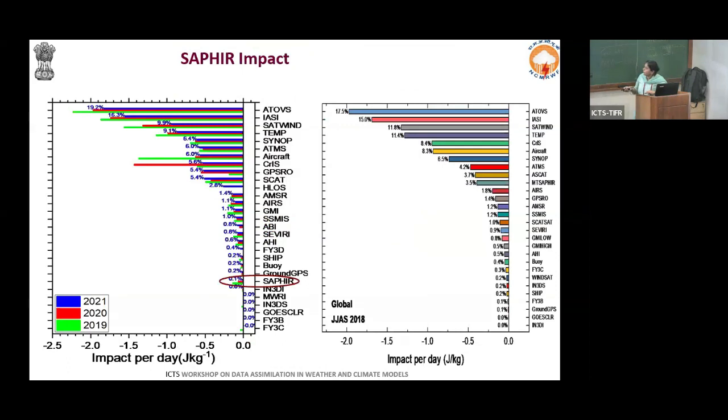Here also you can see the Saphir impact. Saphir is a single instrument from one satellite. It helped reduce the error by around 3.5% in the 24-hour forecast during 2018. When the instrument deteriorated and was not working properly, in 2019, 2020 and 2021, the impact was very small. If from a single instrument you are getting a 3.5% error reduction in the forecast, it is very good. That means this type of instrument is very important for assimilation.